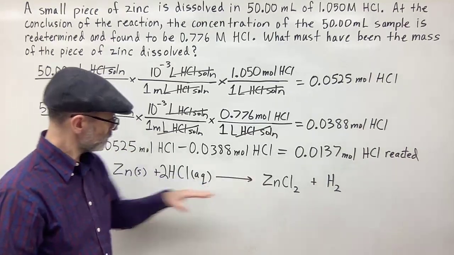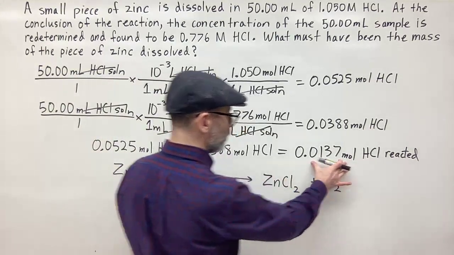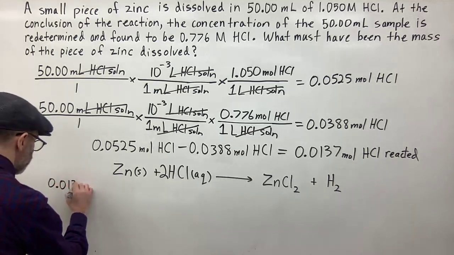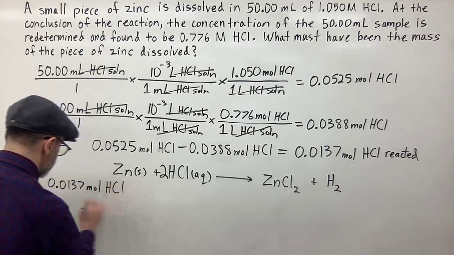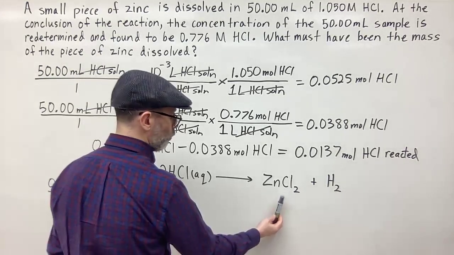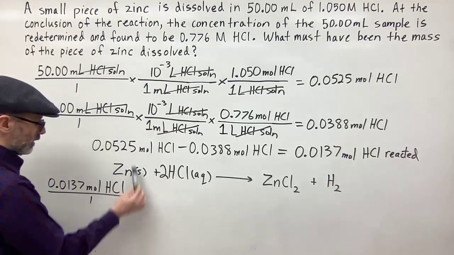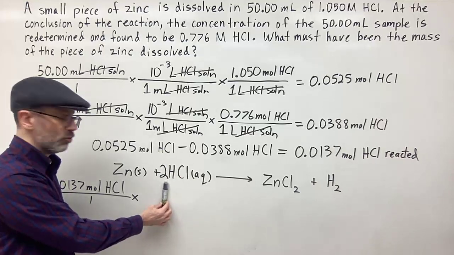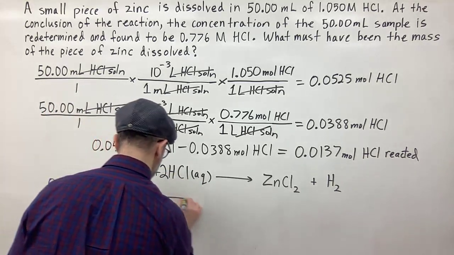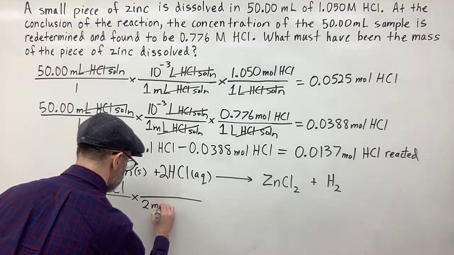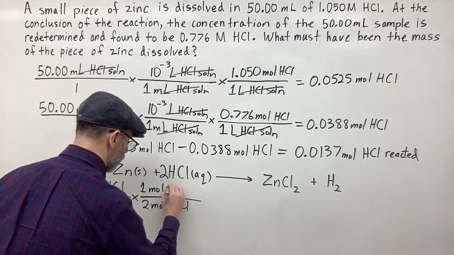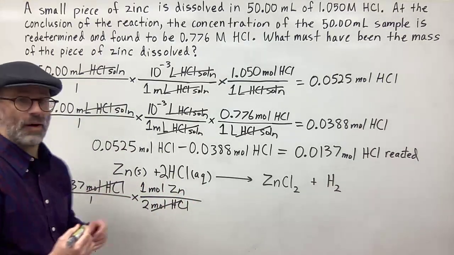So now I can use stoichiometry. I know this is the amount of HCl that reacted, so I'm going to start with that: 0.0137 moles of HCl reacted. And I want to find out how much zinc was there. So now I'm going to use my mole ratio between the HCl and the zinc. For every 2 moles of HCl that react, 1 mole of zinc reacts. So that's my mole ratio. On the bottom, I'm going to put 2 moles of HCl, and on top, 1 mole of zinc. So the moles of HCl cancel out. Now I have moles of zinc.